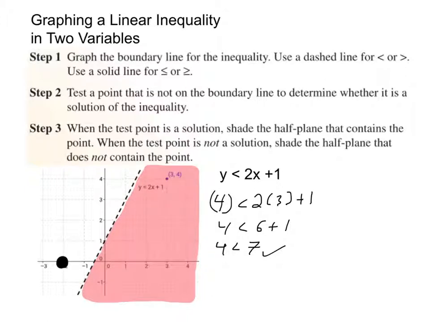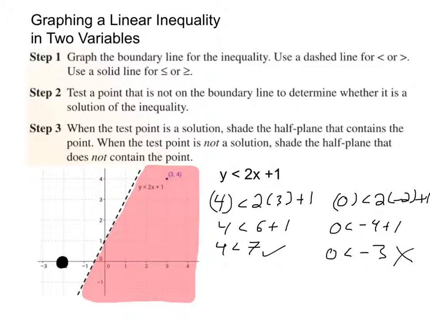When I go to plug that in, I'm going to get, oops, wrong color there. Sorry about that, guys. I'm going to get 0 is less than 2 times negative 2 plus 1. I'm going to just check that. 0 is less than negative 4 plus 1. 0 is less than negative 3. And that is obviously not true. 0 is not less than negative 3. That's not an x. That's saying that it's wrong.